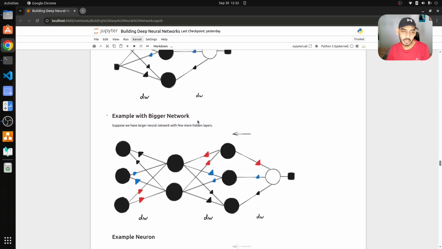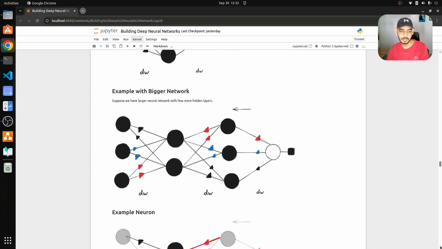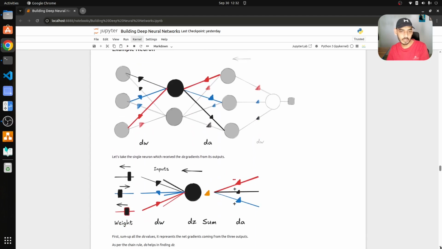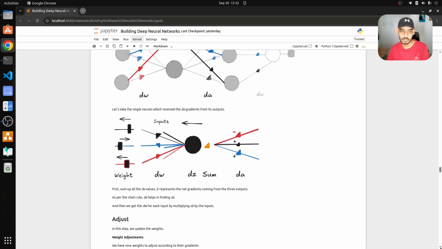As an example with a bigger network, suppose we have a larger neural network with a few more hidden layers. This is how the weight update will happen there. Now let's take a single neuron, which takes input from three neurons in the previous layer, and then sends three outputs. Once we receive the dA gradients from its outputs, we want to pass that to the next layer of neurons.